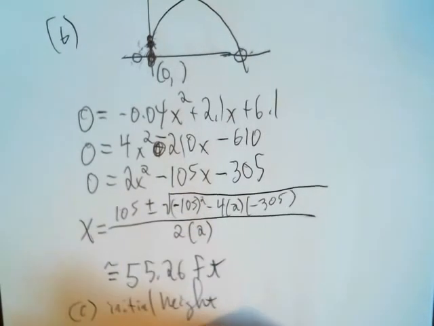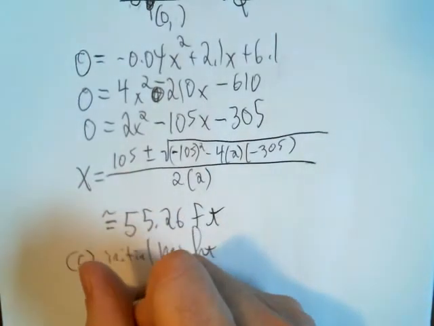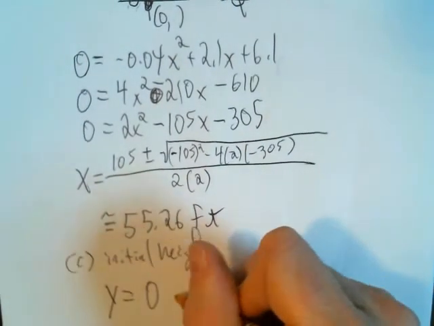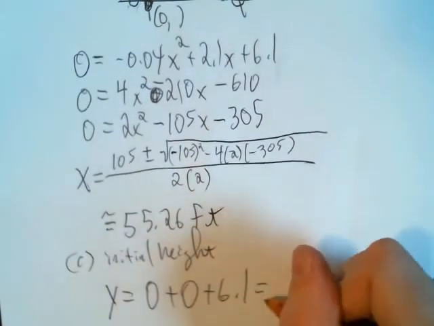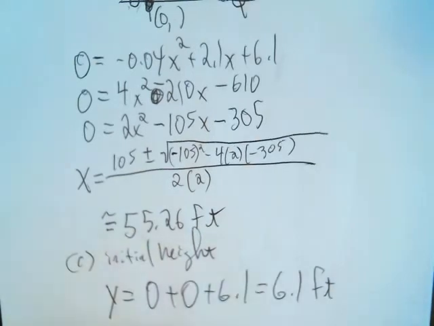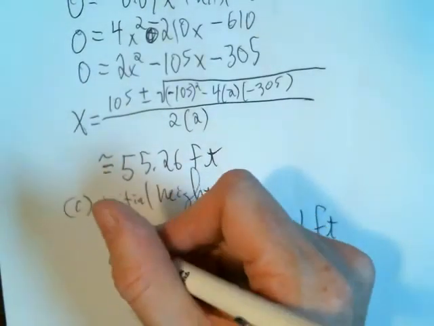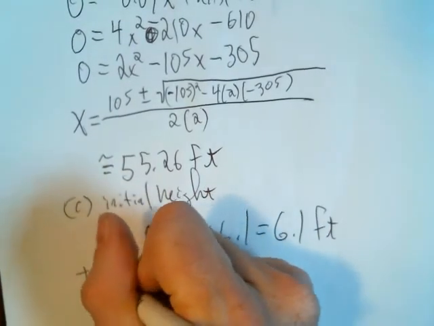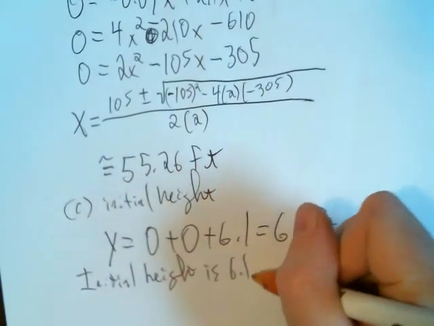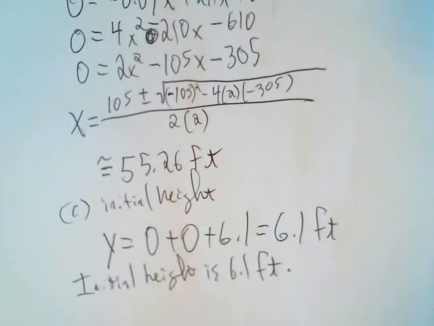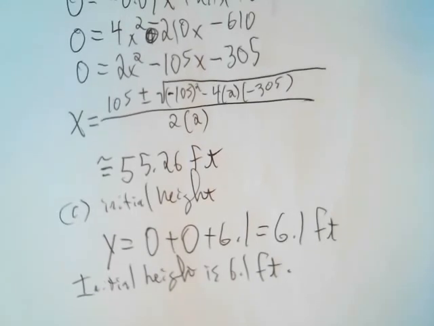So what do you do? Well, you're going to plug 0 in for x and figure out what y is. So that's kind of easy. y will equal 0 plus 0 plus 6.1. And that should make reasonable sense, 6.1 feet for the height. You can imagine if the person's 5'8", maybe the arm is over the head. So initial height is 6.1 feet. Always write up your answer on your applications, and that'll be it.